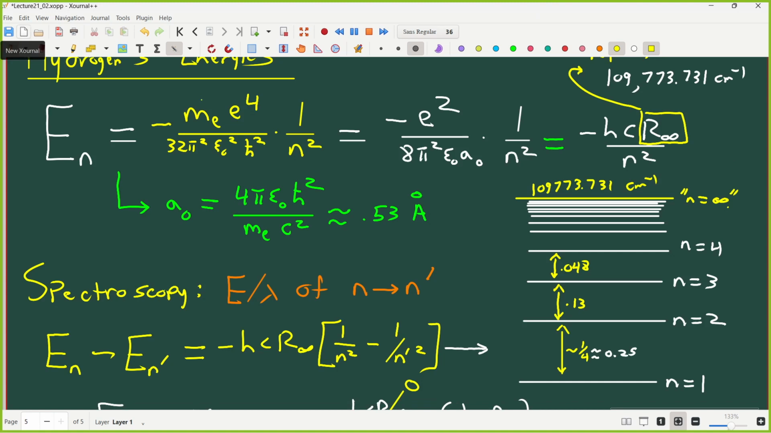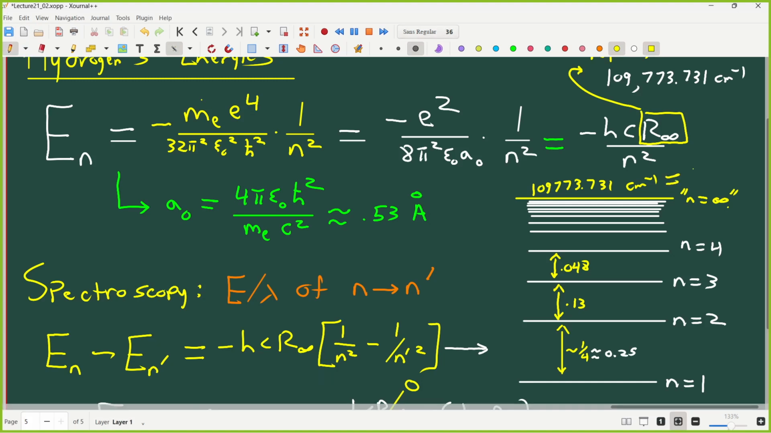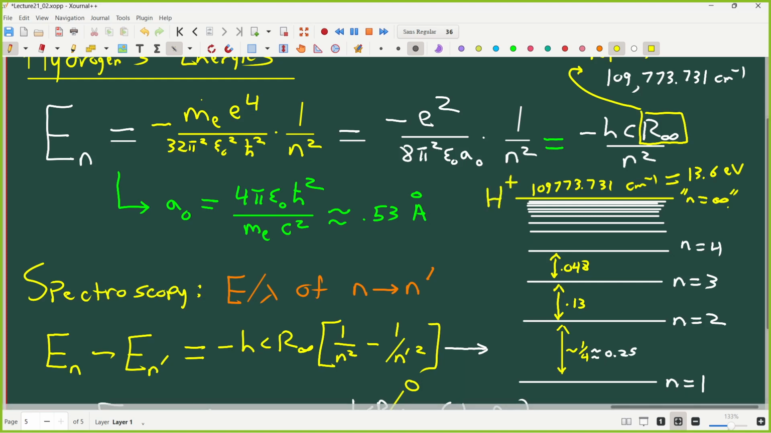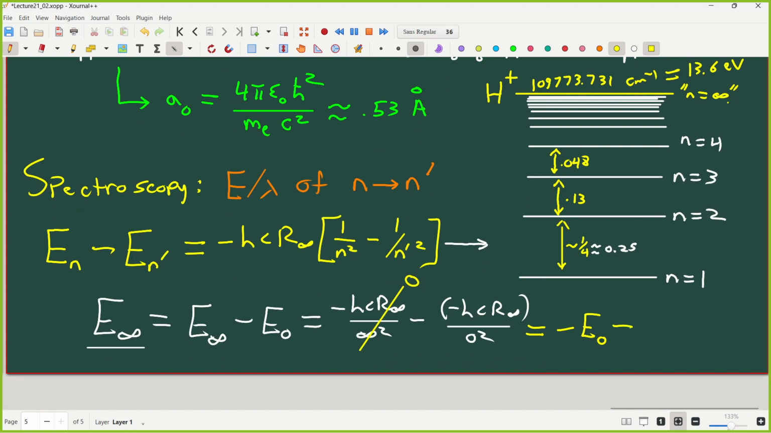Or, which is equal to 13.6 electron volts. This number is how much energy it takes to remove the electron from the hydrogen atom. This is the ionization limit. This is H+. So this number is the ionization energy of H to H+. That's the enthalpy, how much energy you need to put in to remove the electron.